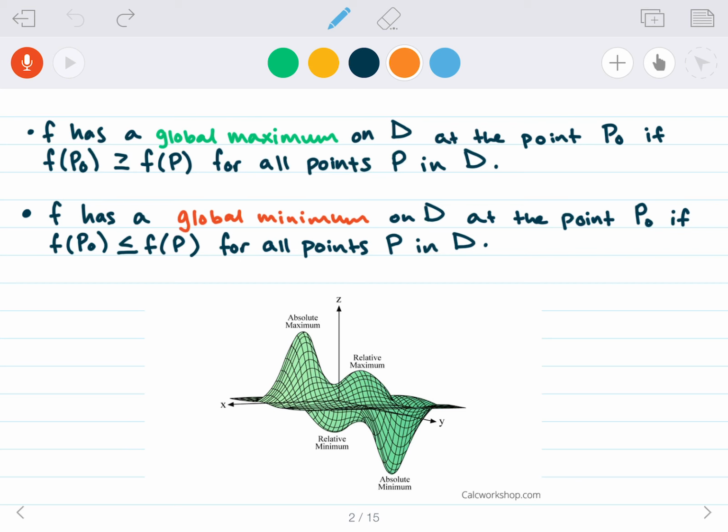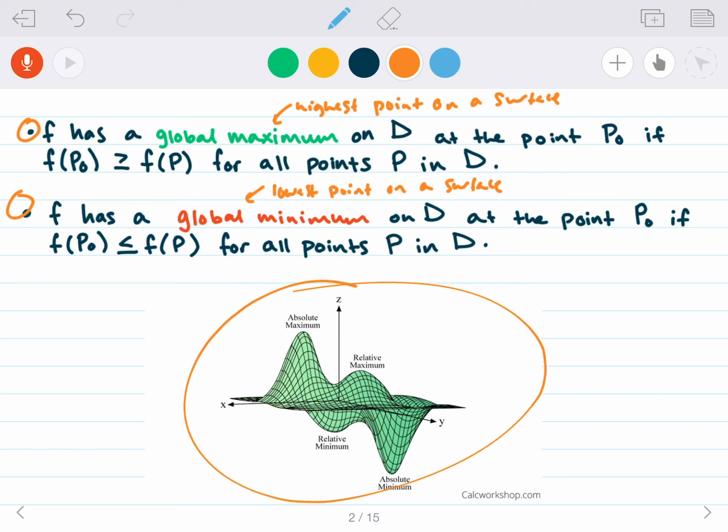So I have these two definitions here from your textbook of global max and global min. And if you study these definitions long enough, it'll make sense. But basically, the global max is just the highest point on a curve, or in this case, a surface. So the highest point on a surface. And the global min is going to be the lowest point on a surface for some domain.